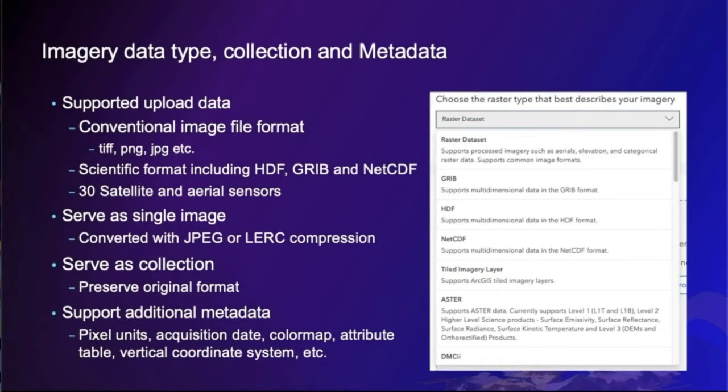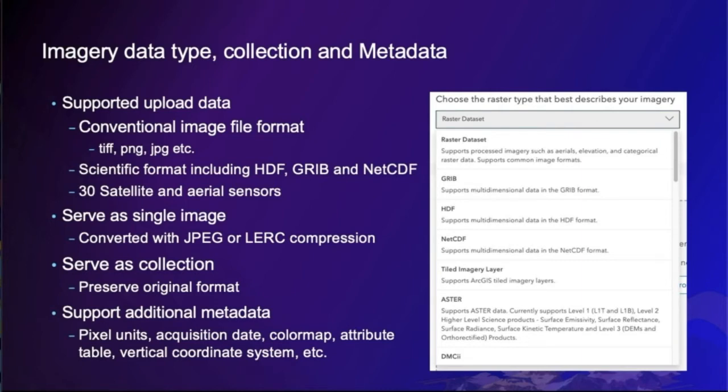ArcGIS Imagery for ArcGIS Online also supports a variety of different image data formats. You can upload conventional image file formats such as TIFF, JPEG, PNGs, or you can create layers from scientific multidimensional data such as SDF, GRIB, or NetCDF. And we also support 30 different types of satellite data sensors and aerial sensors.